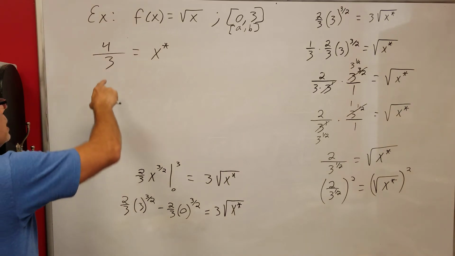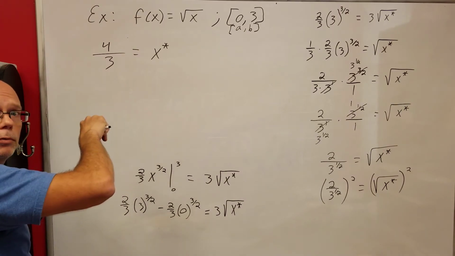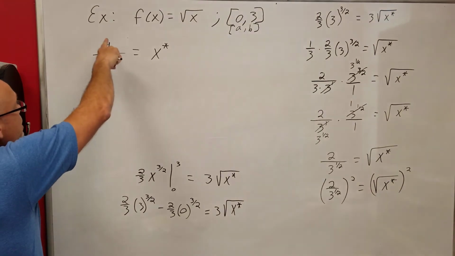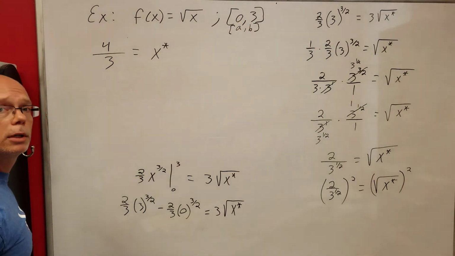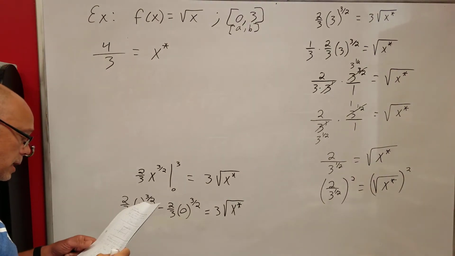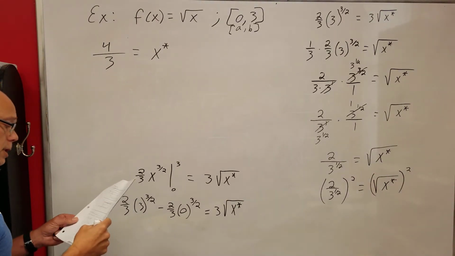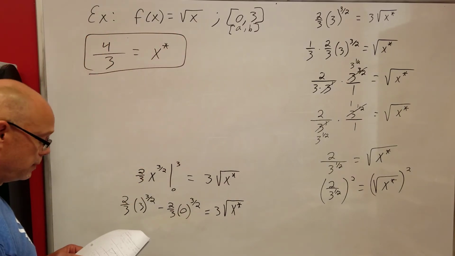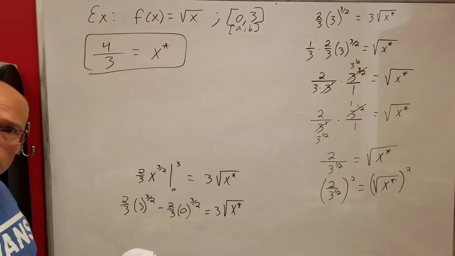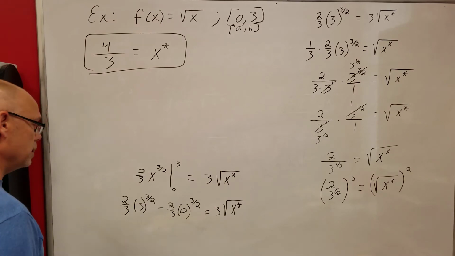Now let me ask you this. Is 4/3 in the interval I'm looking for? Because this number right here needs to be in that interval. Yes. Is it between 0 and 3? So what were they saying? They were saying, find all values of x star that satisfy the conclusion. Here's my value of x star that satisfies that. Now let's see if it kind of makes sense in my head, okay?